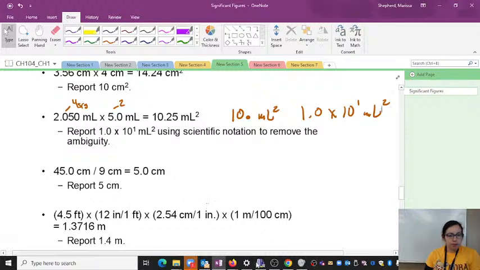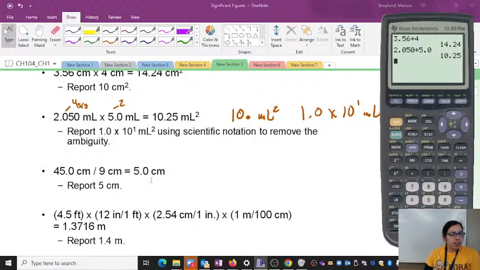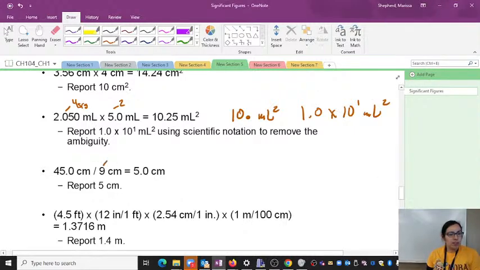Then for division, the same rules apply. We punch in 45.0 divided by 9, and our calculator spits out 5, except once again we only have 1 sig fig from here, so we're limited to just 5 centimeters as our answer.